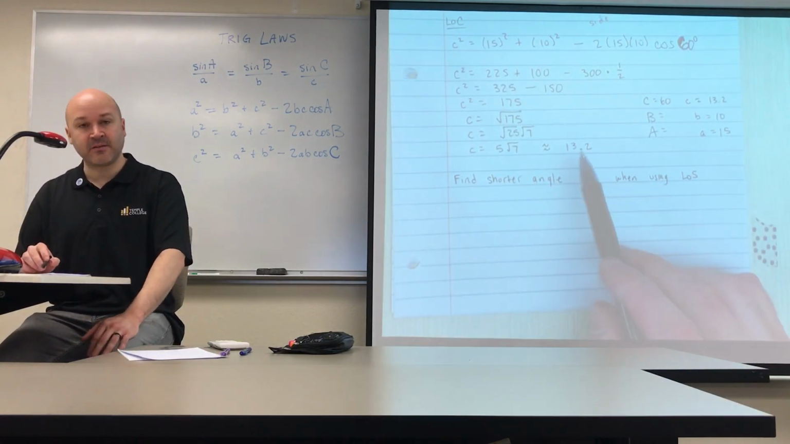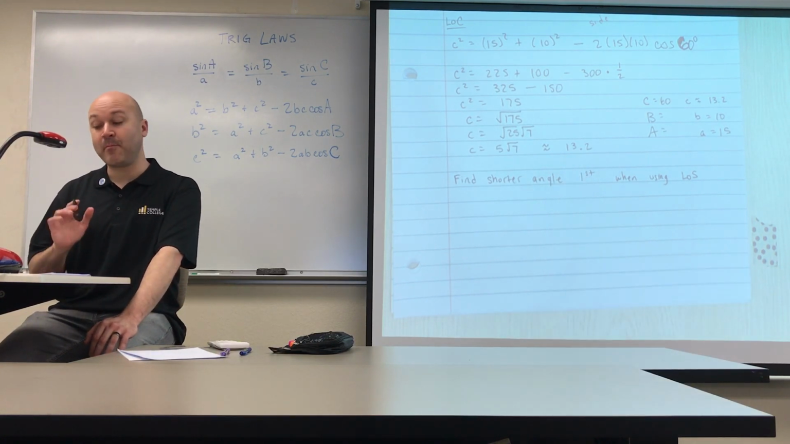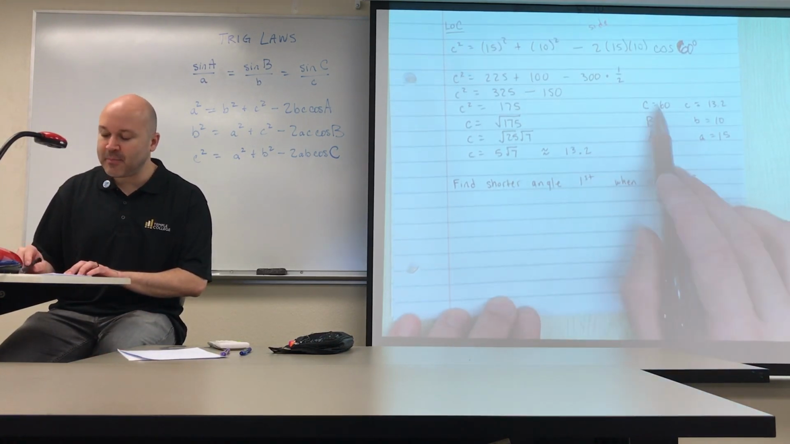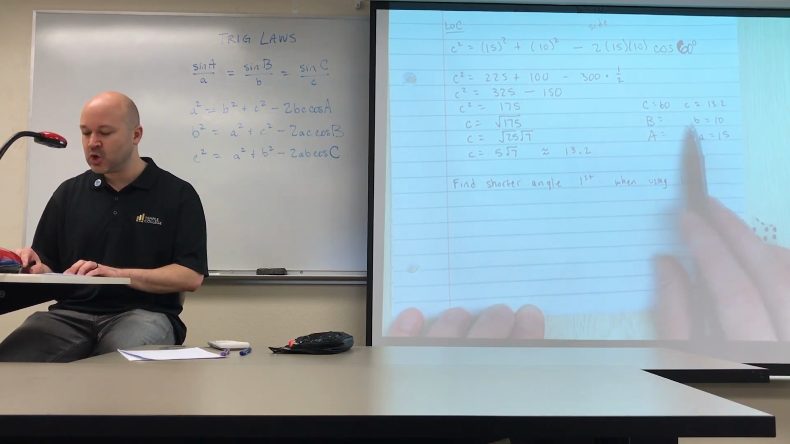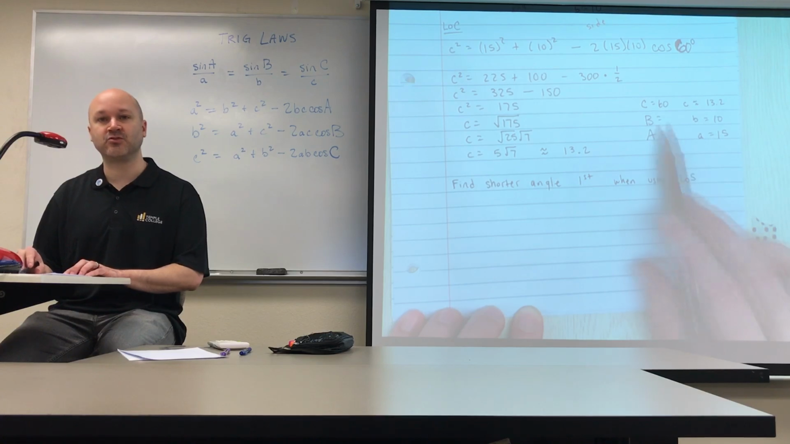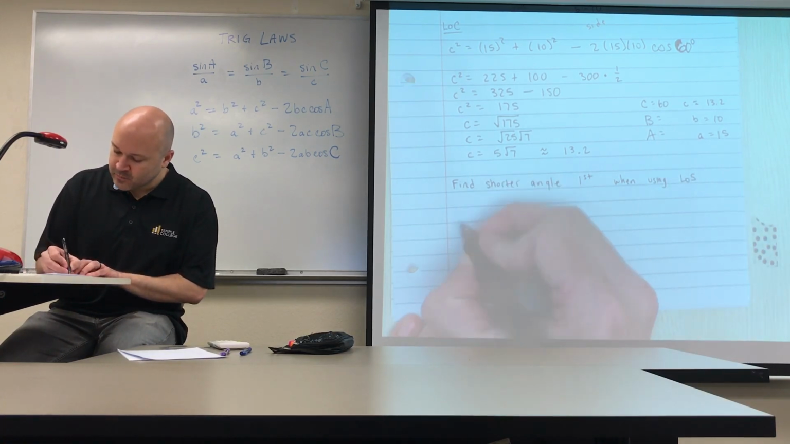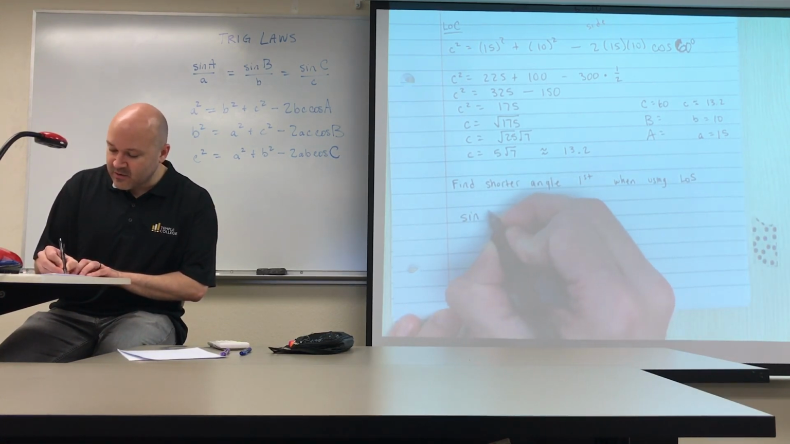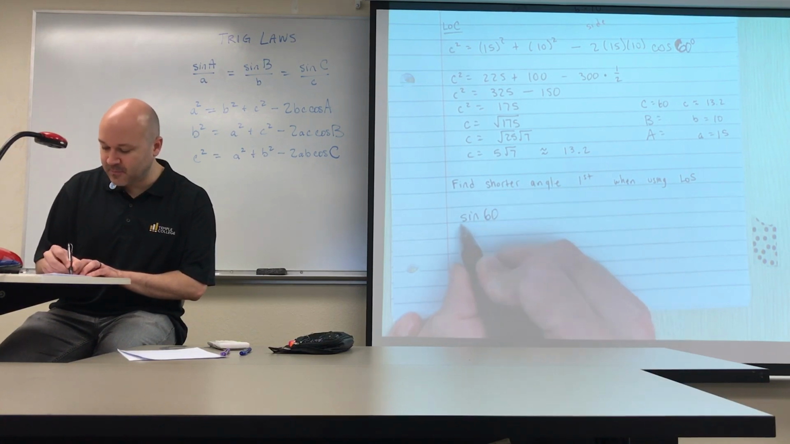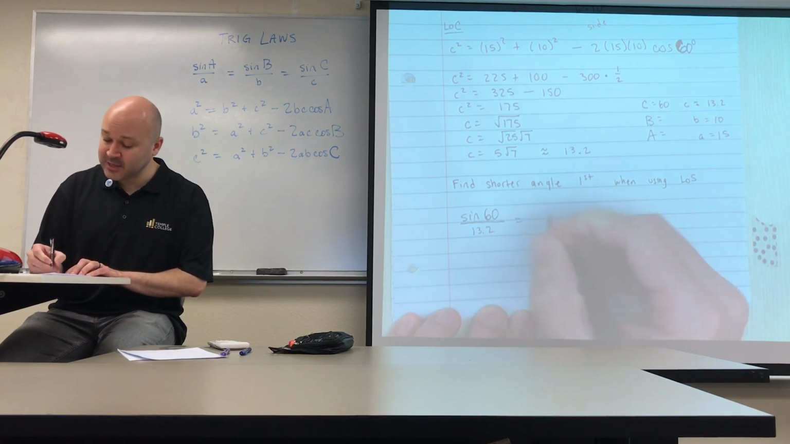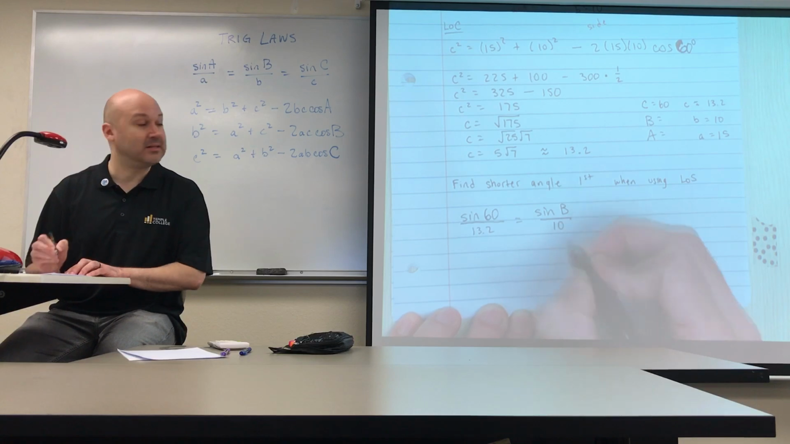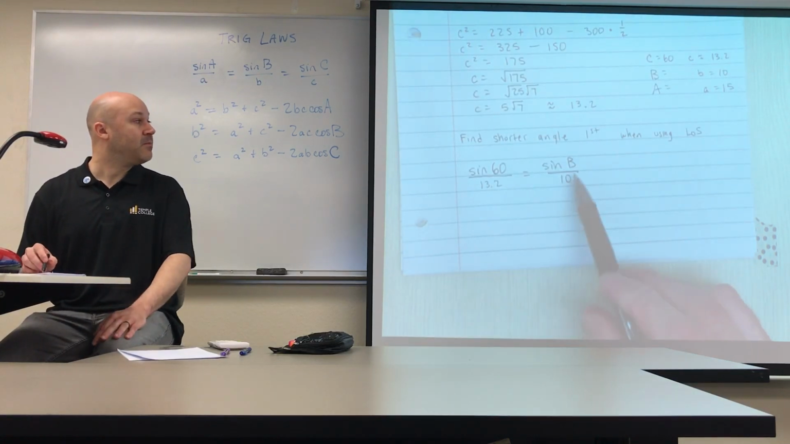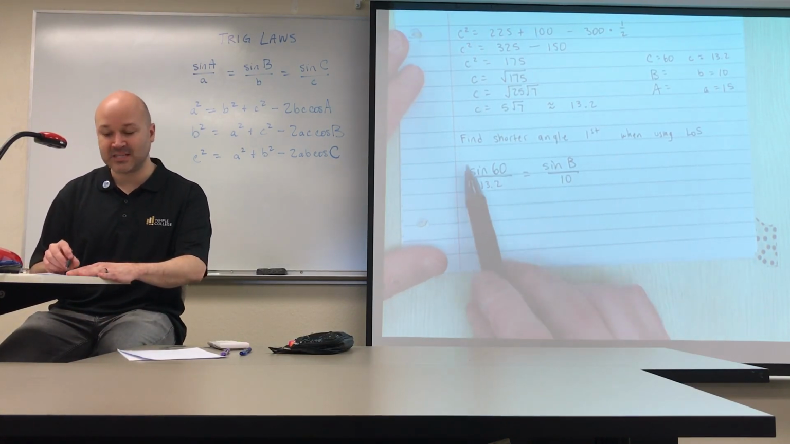All right, so I just found that side length C. I have a pair of information. I'm going to pair up the C's with the B's because B is the shorter side length, so it'll have the shorter angle. So sine of angle C over little c is equal to sine of angle B over little b. I'm going to solve for sine B. I'm going to multiply both sides by 10.